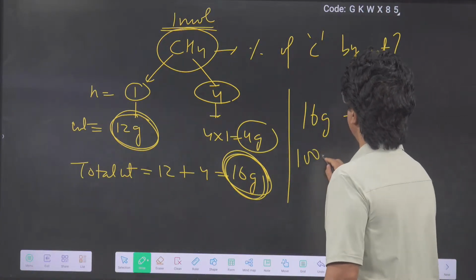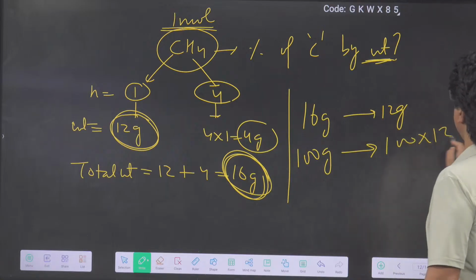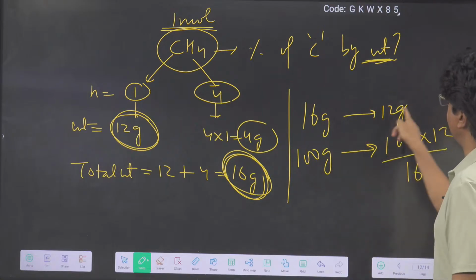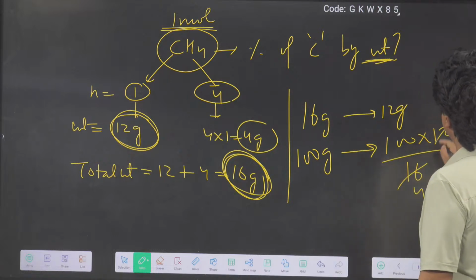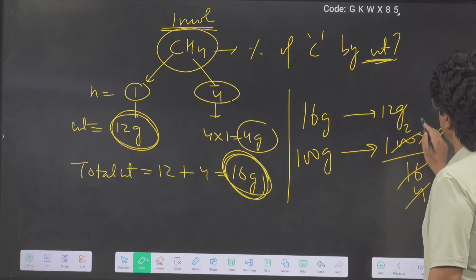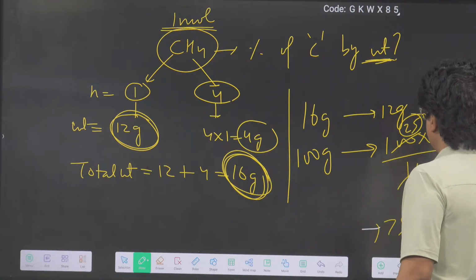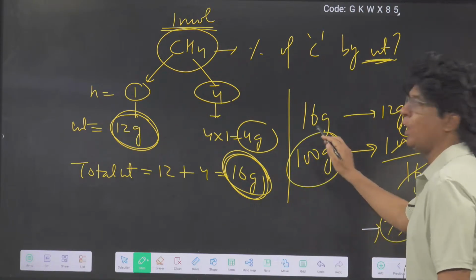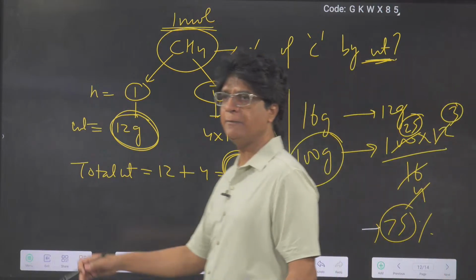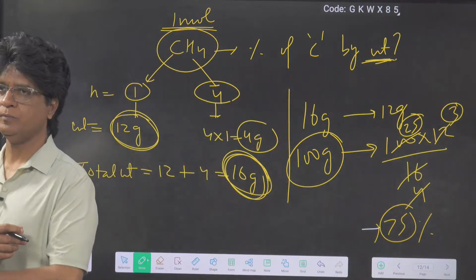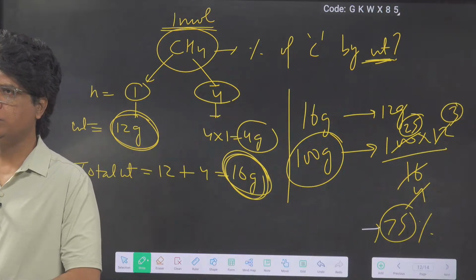100 gram will contain how much carbon? 100 into 12 upon 16. Take 100 there and divide by 16. Now see that stuff? 4, 4, 4, 3 and 4, 25. So 25 into 3 will be how much? 75. And whatever you get out of 100 is called percentage. So 75%. Is that clear? Yes or no? Right, good one.